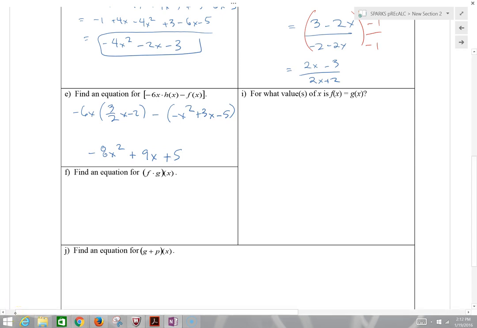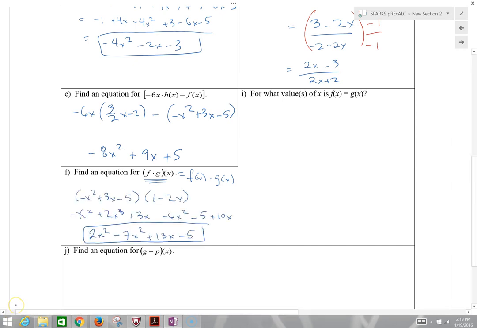So f, there's a little bit of notation here. This is equal to f of x times g of x, which you can go ahead and do on your own. And you can pause it right here. A little messy, but it's just basic algebra.